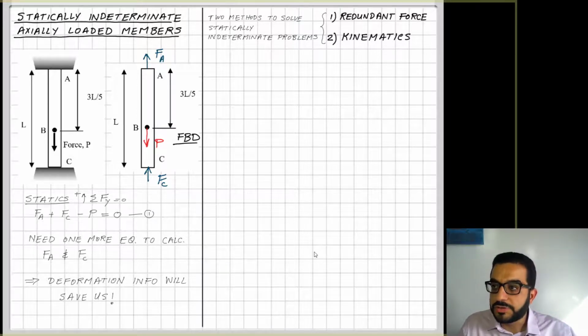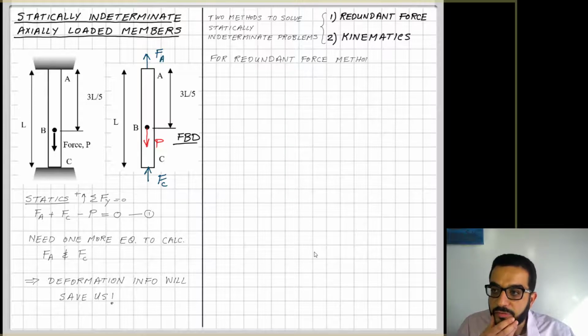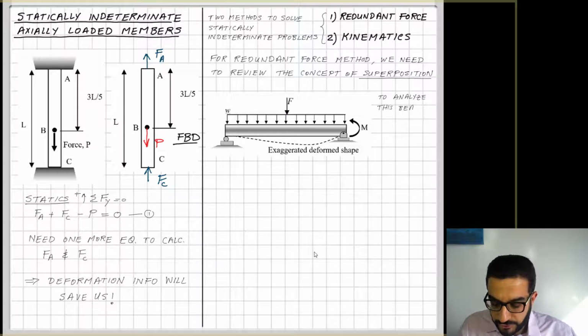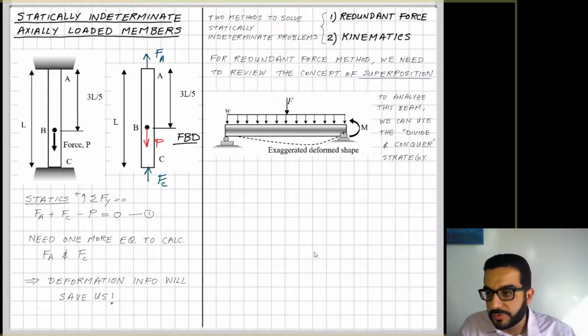For the first one, the redundant force method, I have to go over a review of one method that we covered in statics, which is superposition. I will illustrate superposition with this beam example. This beam is loaded with different load cases: a point load F, a distributed load W, and a point moment load M at the end of it.